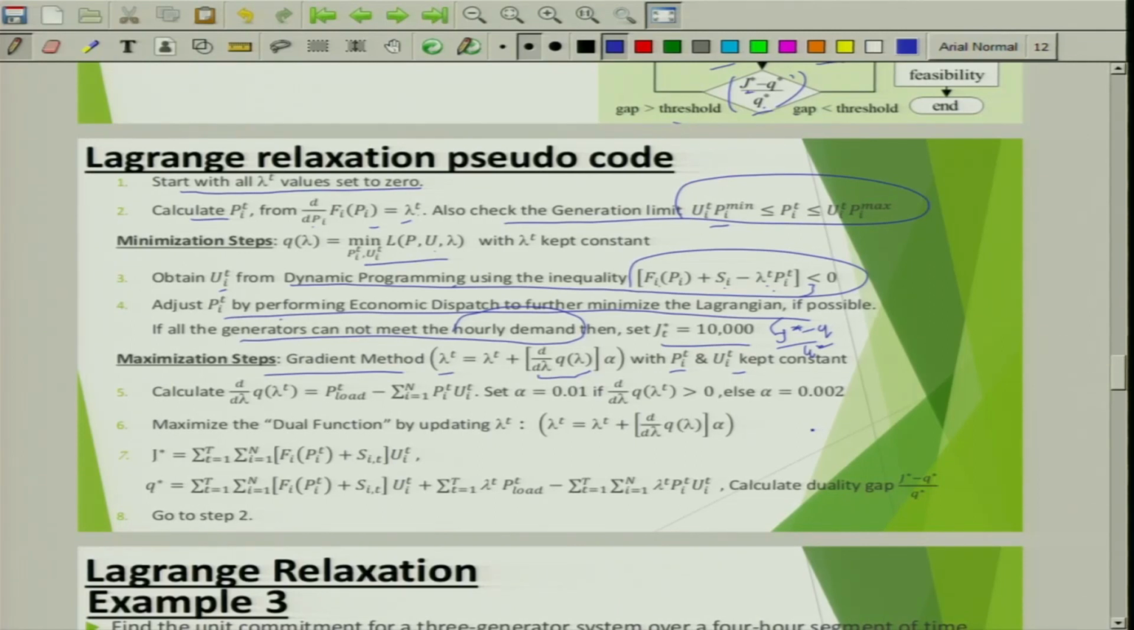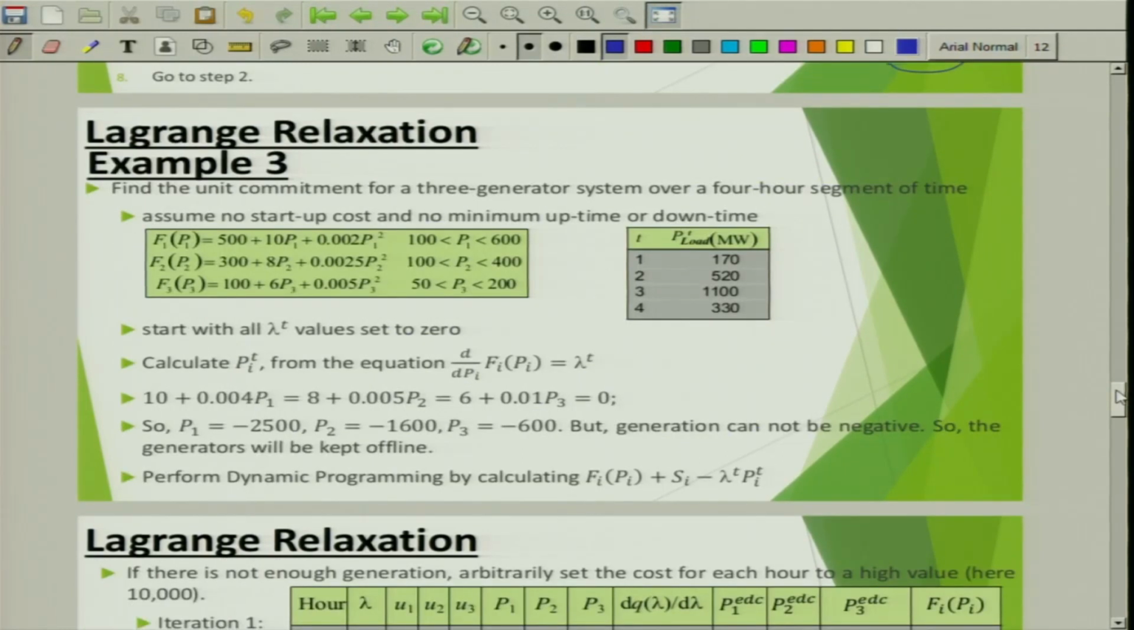So at any given point of time you consider 2 variables as constant and then you adjust the third one. Then you calculate dq/d lambda, and you check here the summation of load minus generation. If it is positive, then you increase lambda, you consider alpha to be 0.01, and if it is negative you consider alpha as 0.002, then maximize the dual function by updating this lambda. Then you obtain this error, the duality gap, (J star minus Q star) by Q star, then follow the same step. We will take an example to understand.